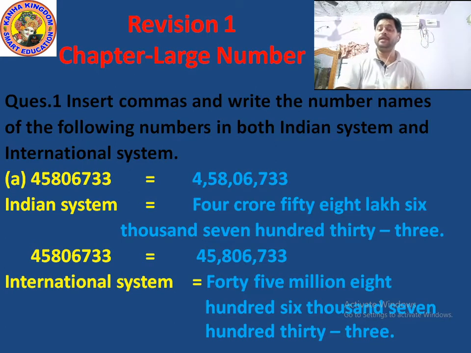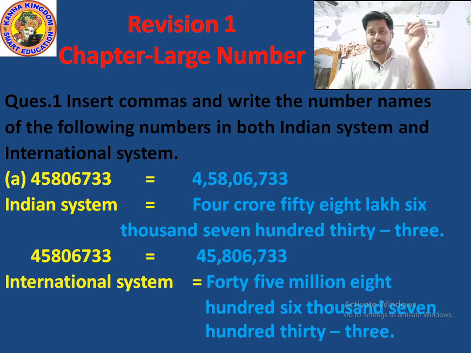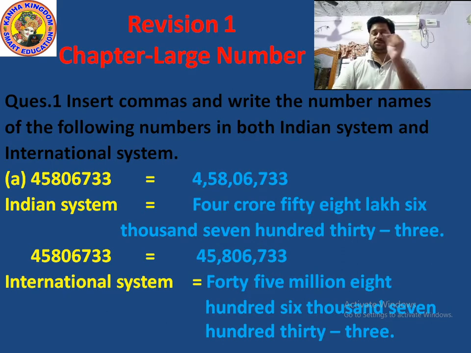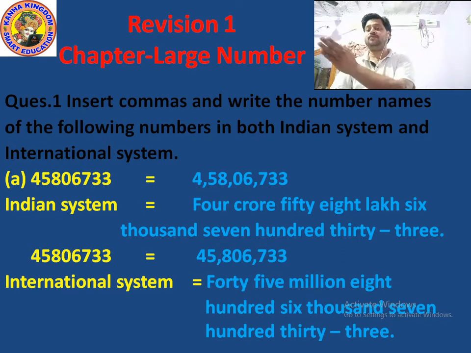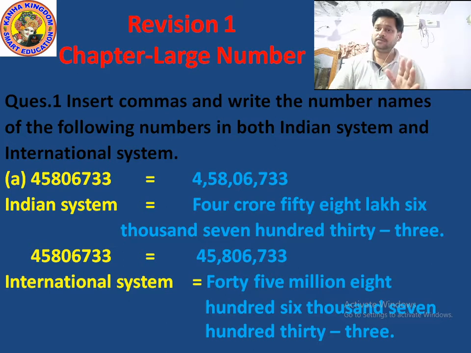And if you start from the left hand side, first 1 2, which 2 digits? 4 and 5, then make a comma, and after that 3 digits, which are they? 806, then comma, and after that 3 digits, which are they? 733. Okay, understand how you put commas in the international system?